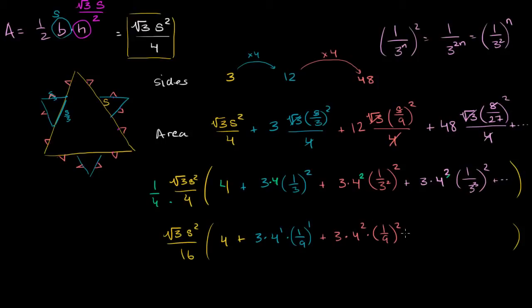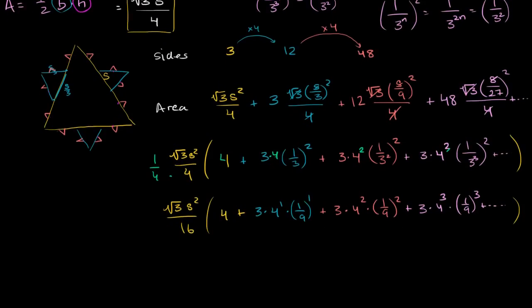And then this one we can write as plus 3 times 4 to the third times 1 over 27 squared, but based on what we saw over here, we could also write this as 1 over 3 squared to the third power. Let me make this clear: 1 over 3 to the third, to the second power, is the same thing as 1 over 3 squared to the third power. That's what we showed right over here. So this is equivalent to 1/9 to the third power. And now we start to see the pattern cleaning up a little bit.